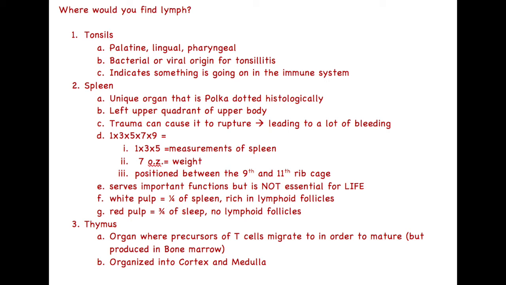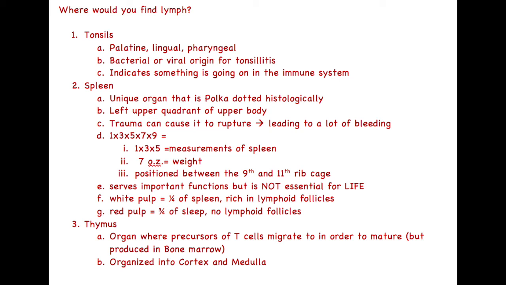So I wanted to go over a few areas where you would find lymph tissue or lymphocytes, and that includes the tonsils, the spleen, and the thymus. So the tonsils, the three main ones, are the palatine, lingual, and the pharyngeal. These are the three major sites of tonsils, and they frequently get inflamed.